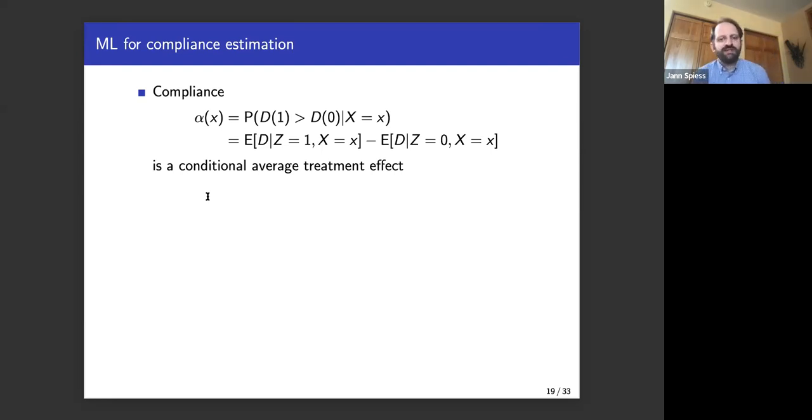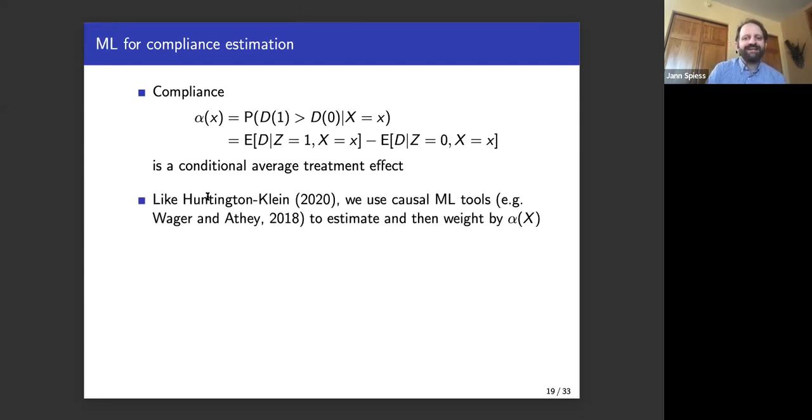The first thing I want to point out is that compliance is effectively a conditional average treatment effect. It is the effect that the instrument has on the endogenous treatment conditional on X. So I can write it as the difference between two conditional expectations in the assigned and in the non-assigned group. And this motivates that we can use machine learning tools from causal machine learning, specifically those built to estimate causal effects, in order to estimate that weight. Here we do also what Huntington-Klein does, which is we use the causal forest in order to estimate heterogeneous effects, which in this case is a causal forest applied to the first stage problem of the effect of the instrument on treatment.